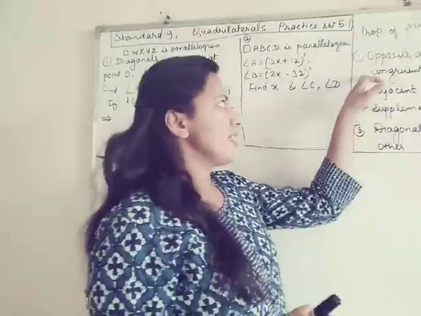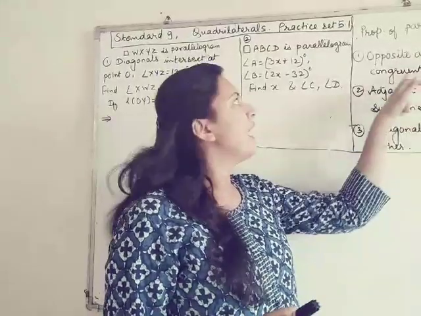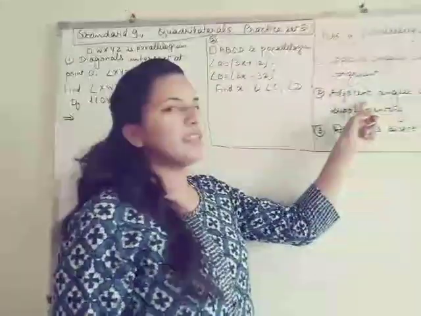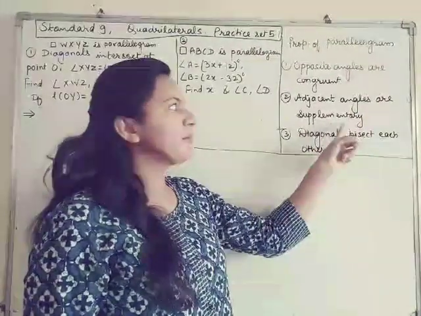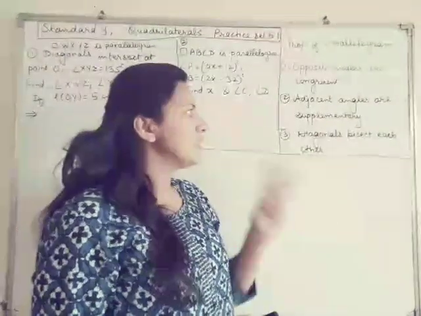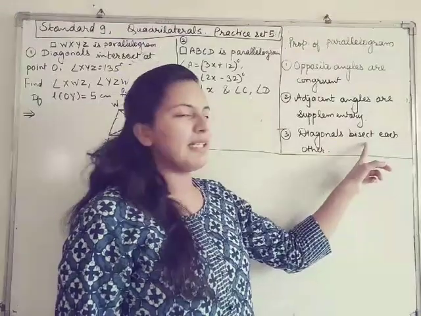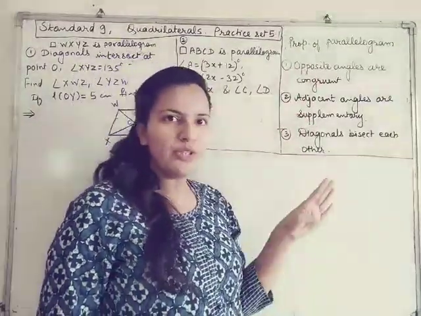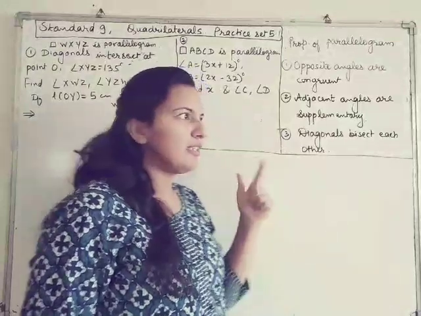The first property says opposite angles are congruent. The second property says adjacent angles are supplementary. And the third property is diagonals bisect each other. So these are the three properties which we are going to use in these problems. So let's see the first problem.